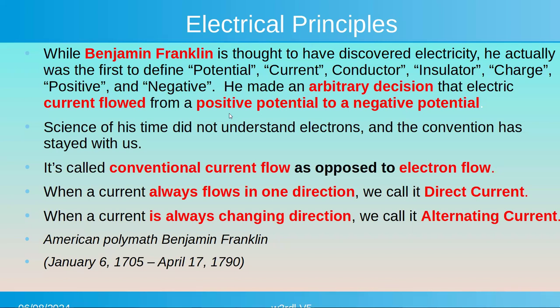A lot of this stuff, the terminology, was really determined by Benjamin Franklin. Although he never really actually discovered electricity, he is responsible for defining a lot of things that we use today, even though they're not exactly correct. But it was an arbitrary decision. The main thing is he determined that current flowed, what they thought was current, from a positive to a negative potential. He had a 50-50 chance. They knew about atoms, but they didn't really know about electrons in his day. So we call that conventional current flow.